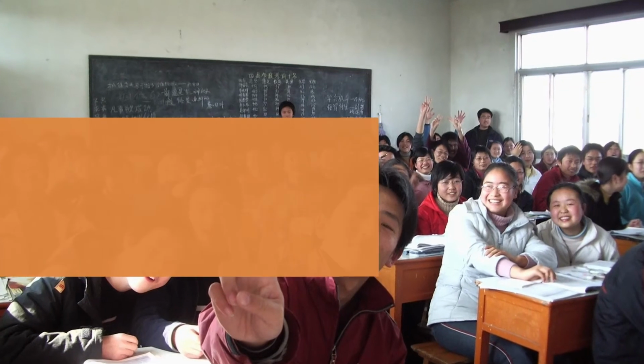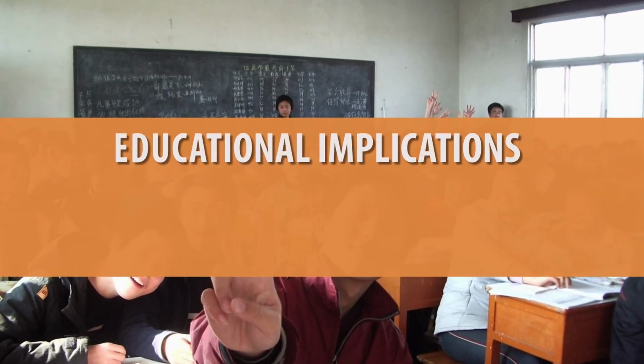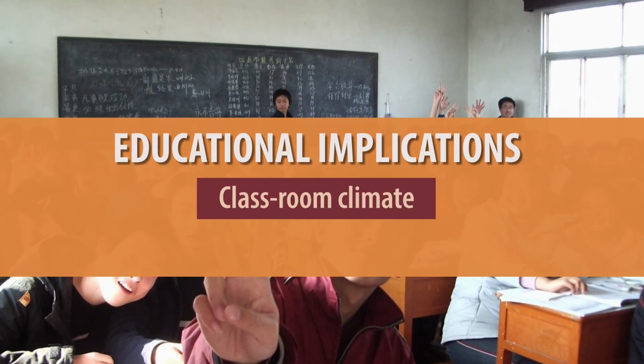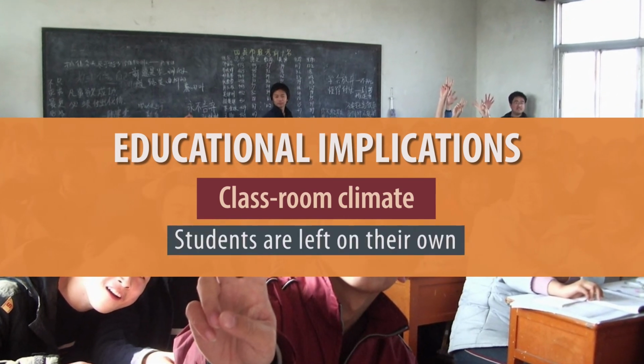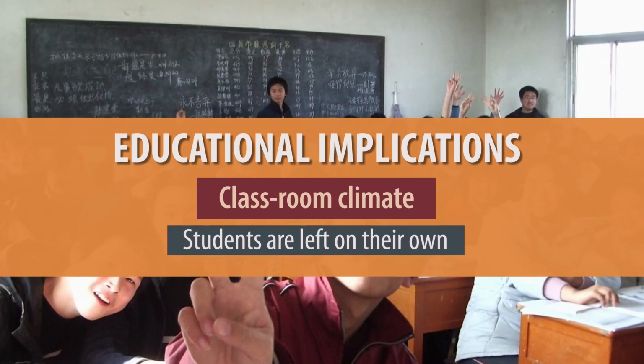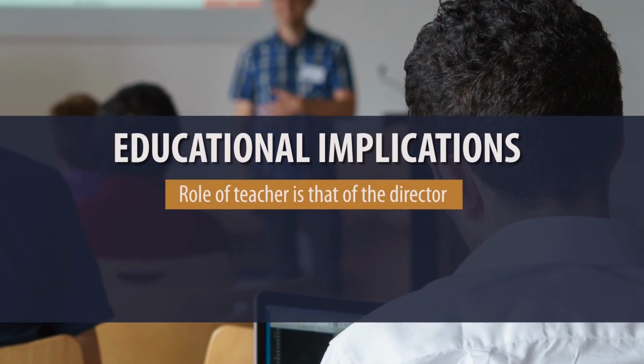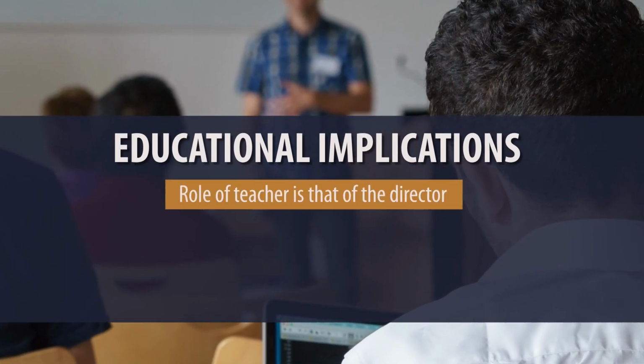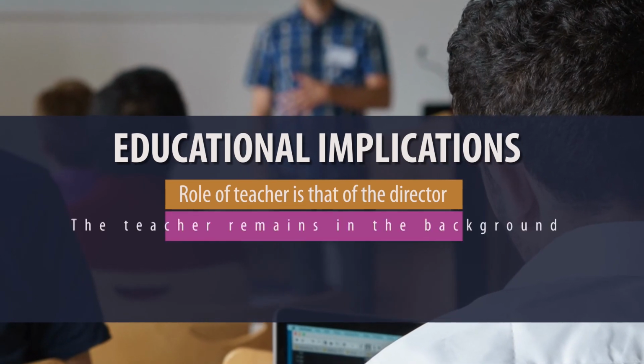And lastly, educational implications of reflective level of teaching. In case of classroom climate, here the students are left on their own. They decide what they want to do and how they will do it. But yes, teacher is always a facilitator here. He is a director in the whole teaching learning process. Teacher remains in the background.